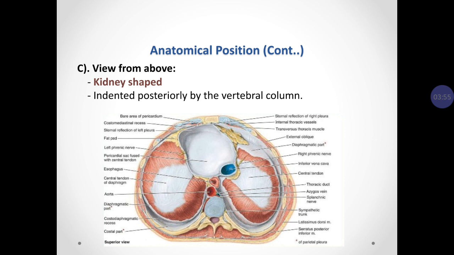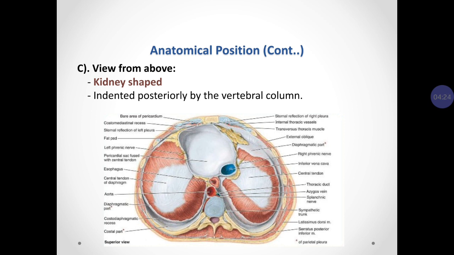Now, when we look at the diaphragm from the top, we can appreciate that it is much like a kidney shaped, and the posterior indentation is basically because of the presence of the vertebral column. In the diagram, you can see the grayish area which is much in the shape of our abdominal cavity, and it is almost like kidney shape, and that is the diaphragm part that I'm referring to.